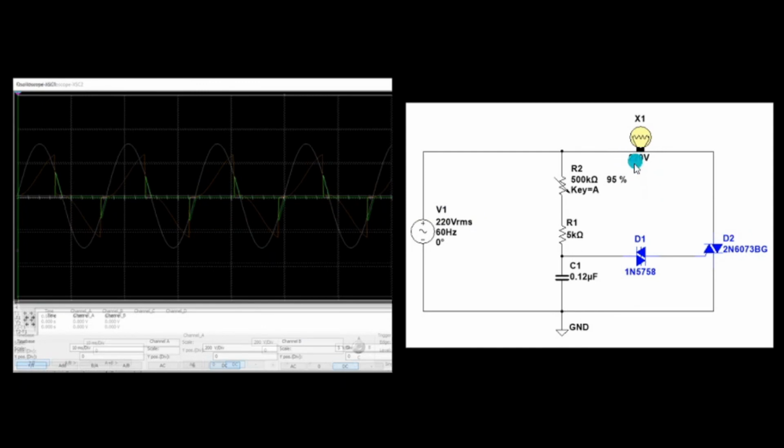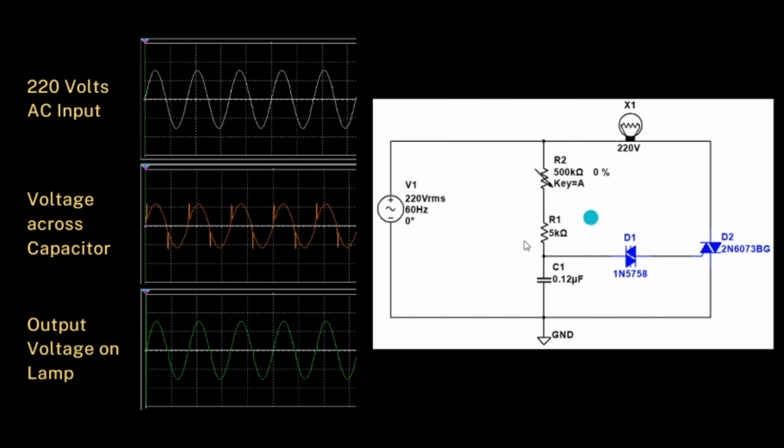It can also be that instead of a bulb as the load, this is an electric motor. Okay? And by varying the resistance here, in this setting our motor runs slowly, and in this one our motor runs fast, the speed of our motor here. Okay, so this is speed control.